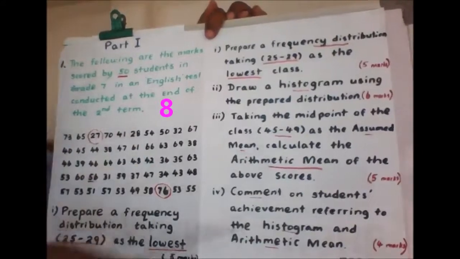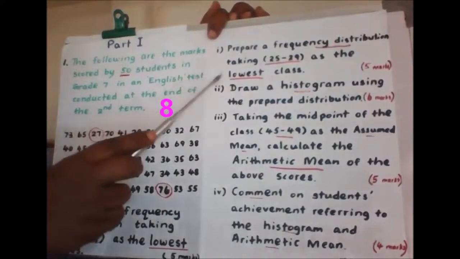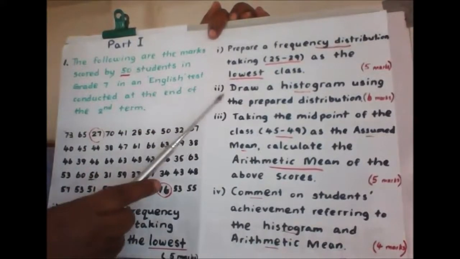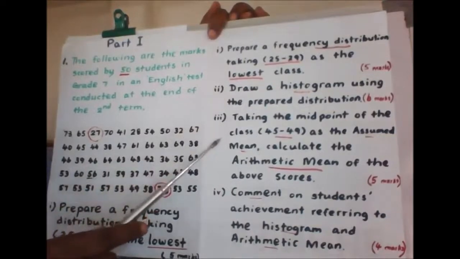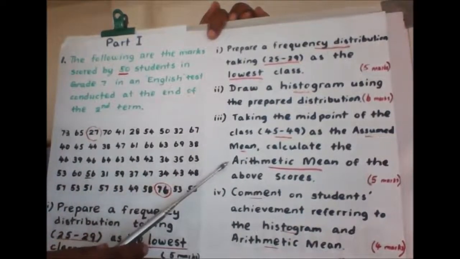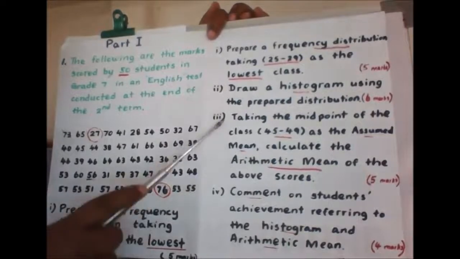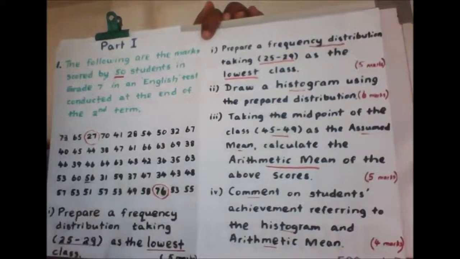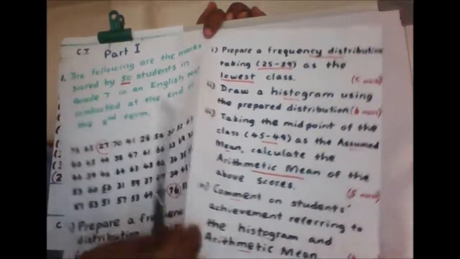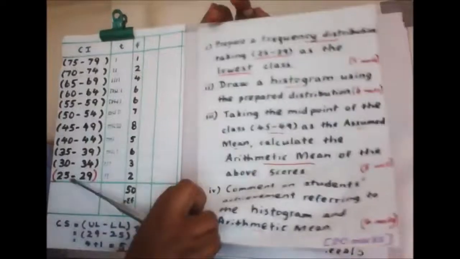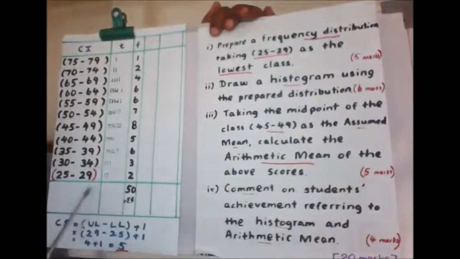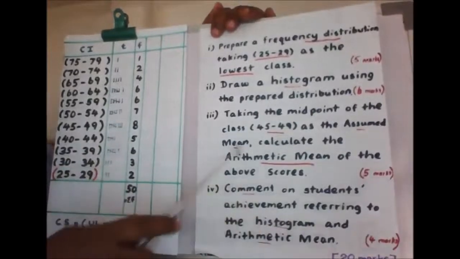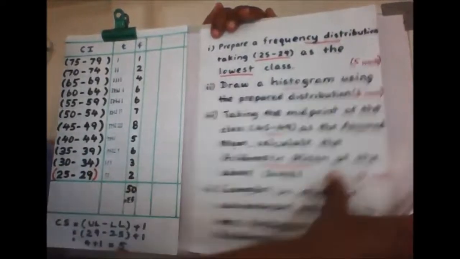Now we are going to do this problem quickly. You had done this part, preparing the frequency distribution based on this. Later we will draw the histogram. Now we are going to calculate the arithmetic mean. Here they say taking the midpoint of the class 45 to 49 as the assumed mean, right? Now the frequency distribution is here. This is what we had completed. Now we have to calculate the arithmetic mean.